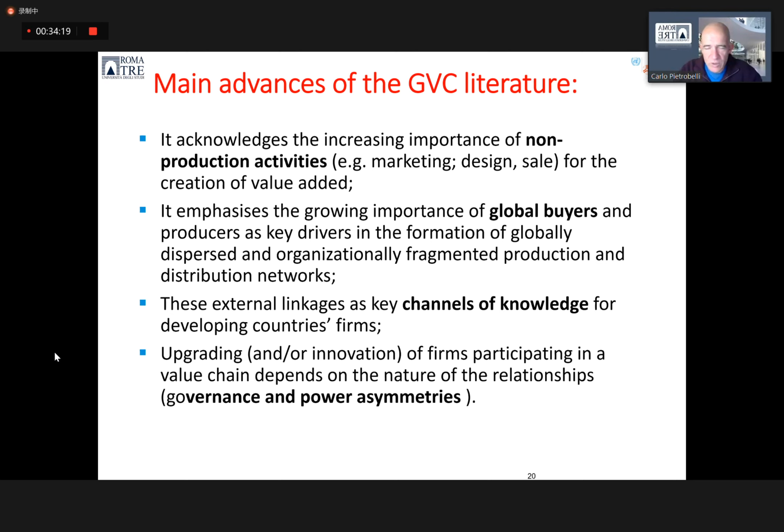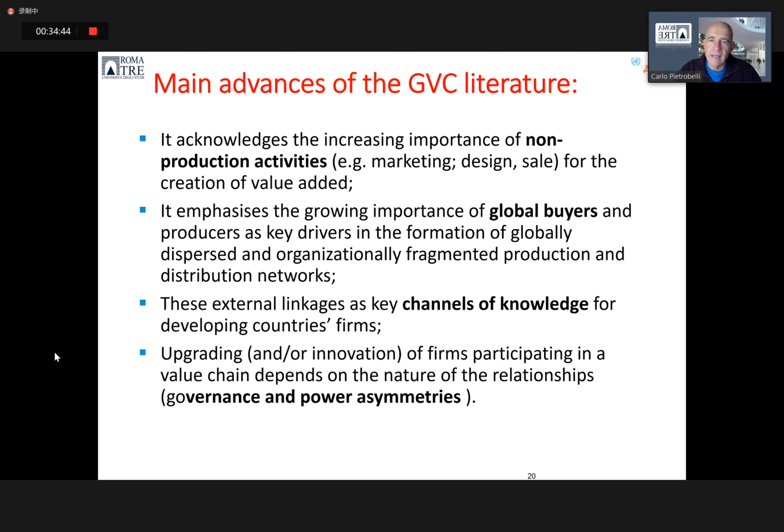And if I were to make a first summary of this kind of literature, I would say that by the way, it's a literature that's been expanding exponentially over the last 2 decades. I would say that the GVC literature is emphasizing how non-production activities are more and more important. Marketing, design, sale, they are essential for the creation of value added.